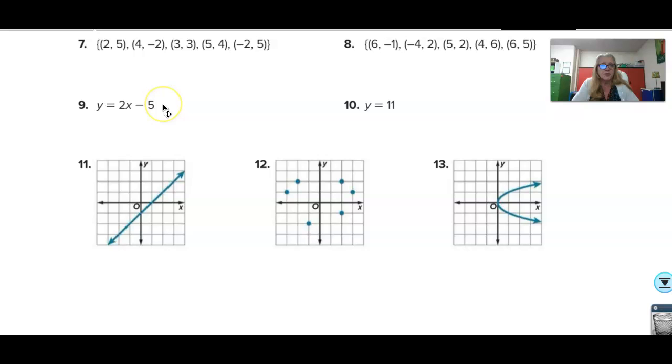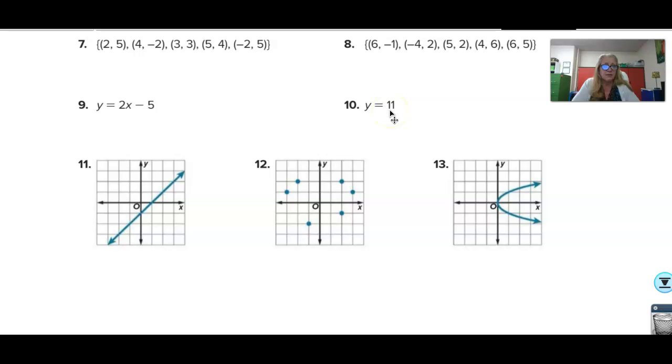Number 9 is just your typical linear equation. All lines are functions except vertical lines. This is not a vertical line. A vertical line would be x equals some number, like x equals 5 or x equals 10. That would be a vertical line. This is not a vertical line, therefore this is a function.